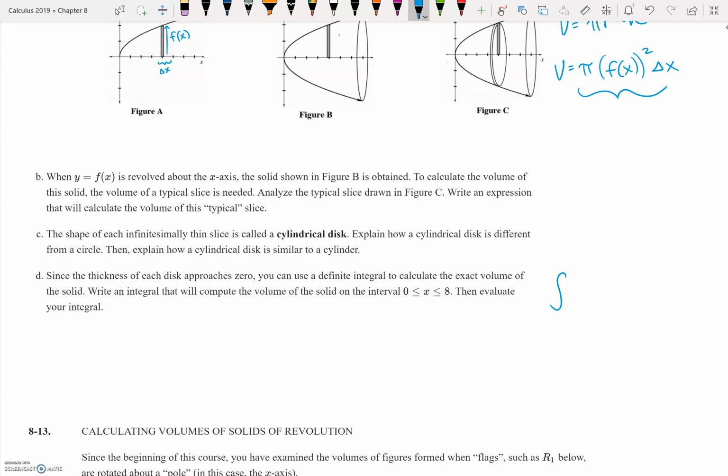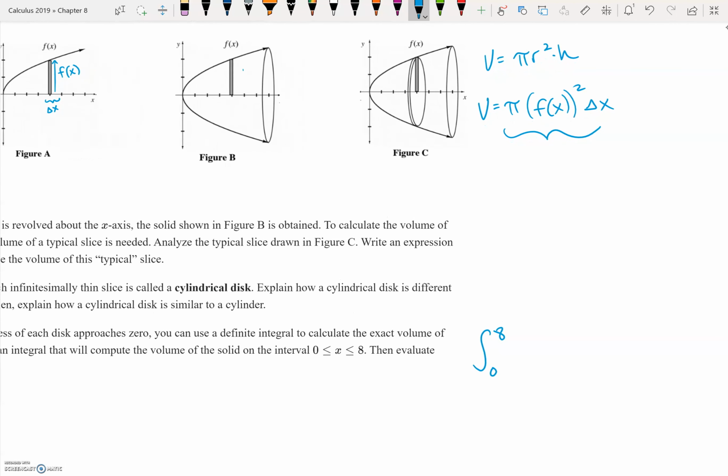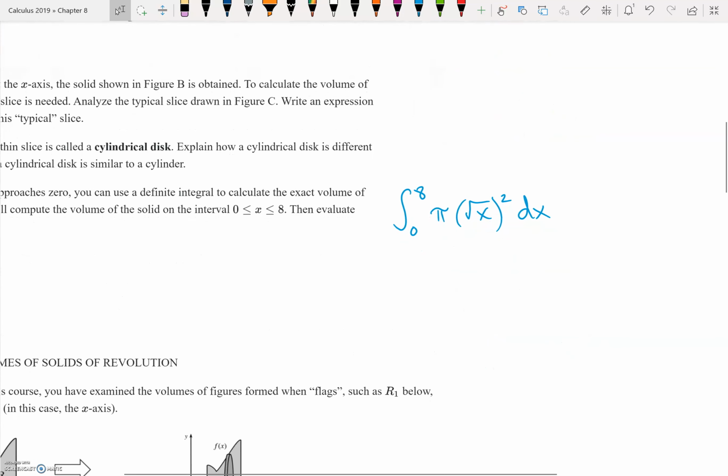Our integral from 0 to 8. Now, our area under the curve would normally be represented by this integral. And our area would be pi r squared here. But since r is going to be our f of x, we're going to say this is pi. And our f of x is the square root of x in this figure. So we're going to say the square root of x squared dx. So this will give us the volume.